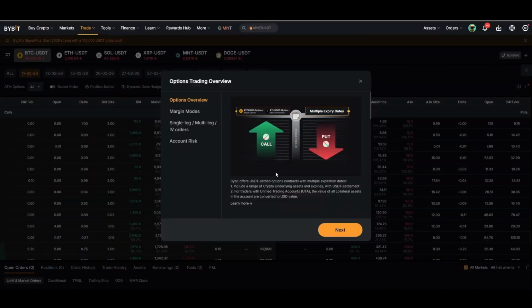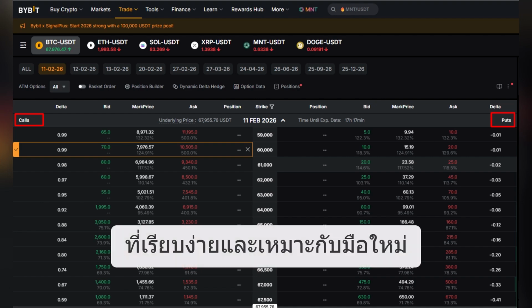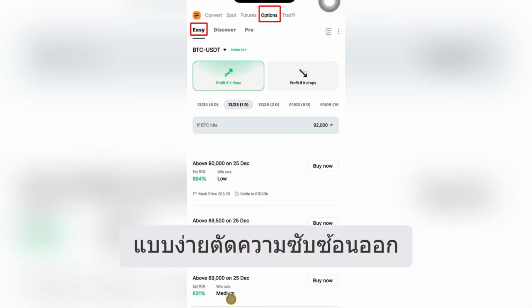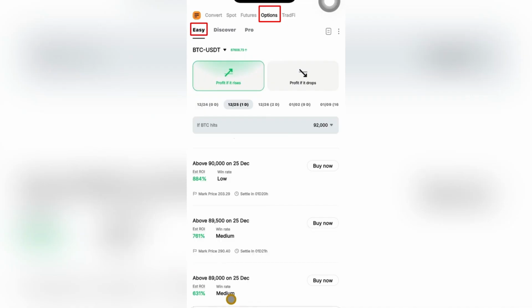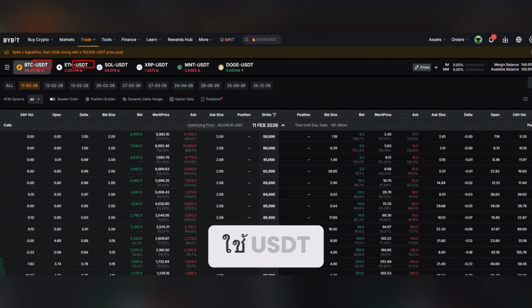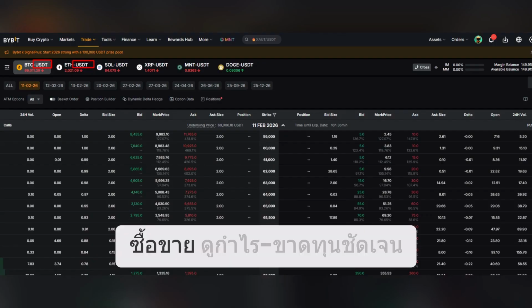Bybit Options Overview. Bybit offers a clean and beginner-friendly options platform. You can choose between traditional options and easy options. Easy options simplify the process by removing unnecessary complexity, which is perfect if you're just starting. You trade using USDT, which makes profit and loss clear and easy to track.